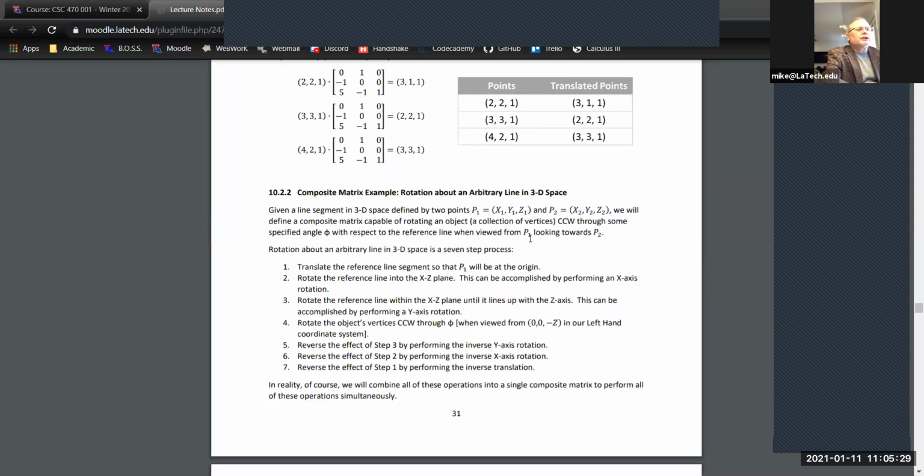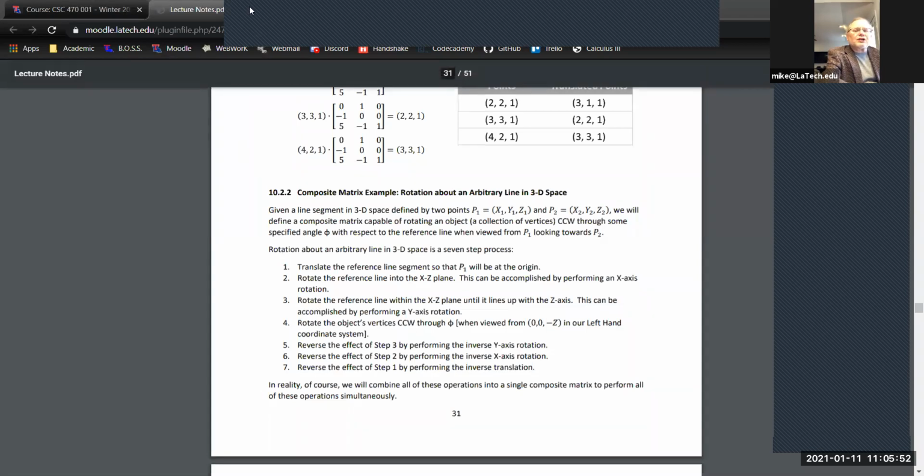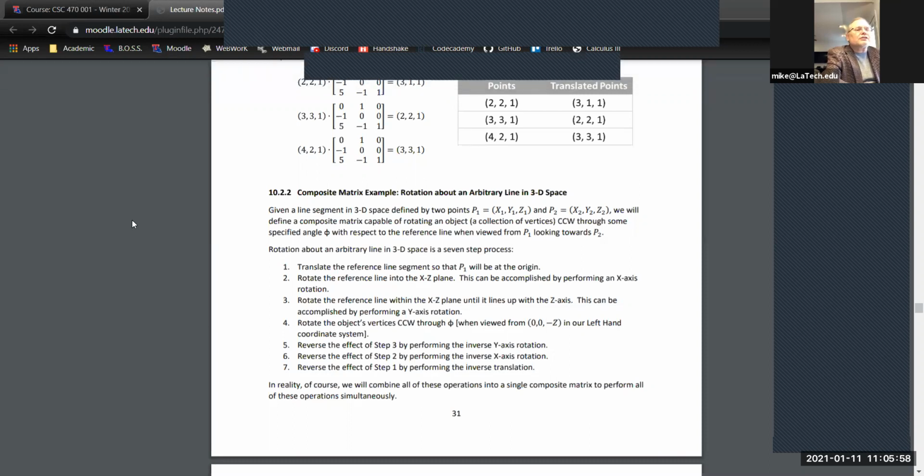What we're going to do here is look at a problem where we have some arbitrary line in space, a line segment with a start point and an end point, and we want to rotate some object. It doesn't matter, a point or lots of points, vertices of polygons. We want to rotate those points through some angle, but instead of doing it around one of the major axes like we've done in the past, we want to rotate around that line in space.